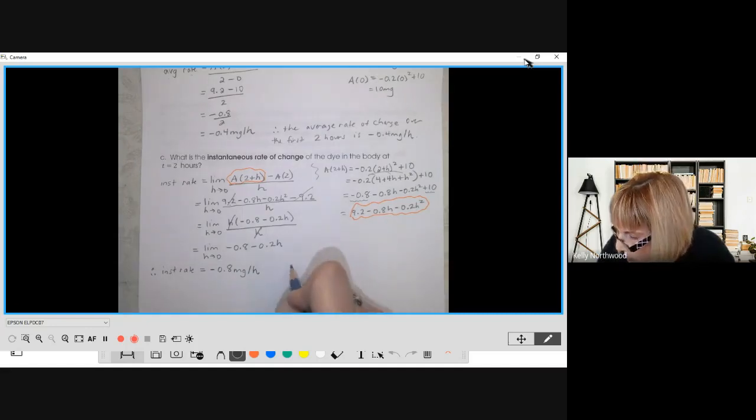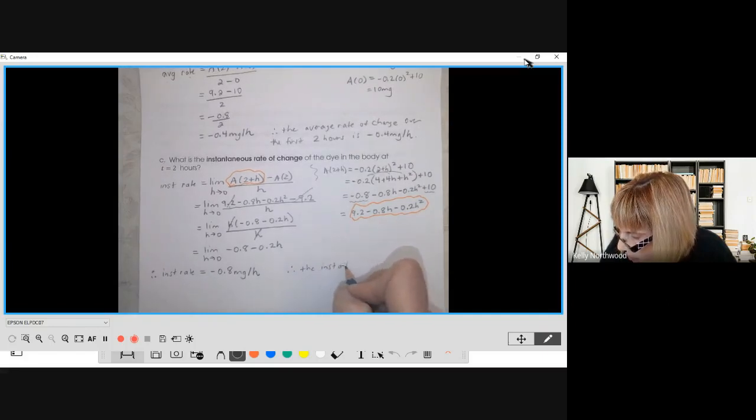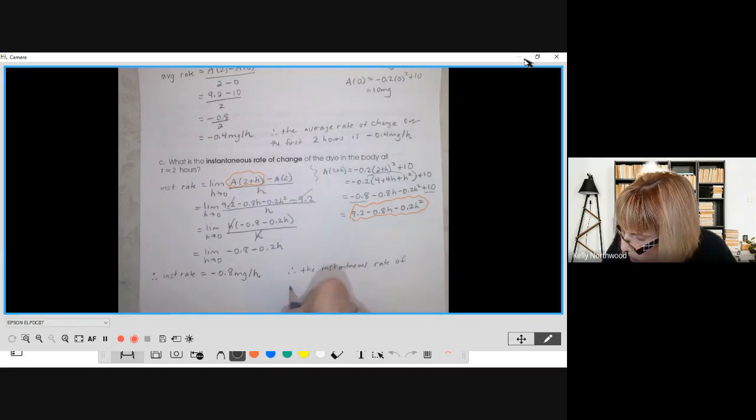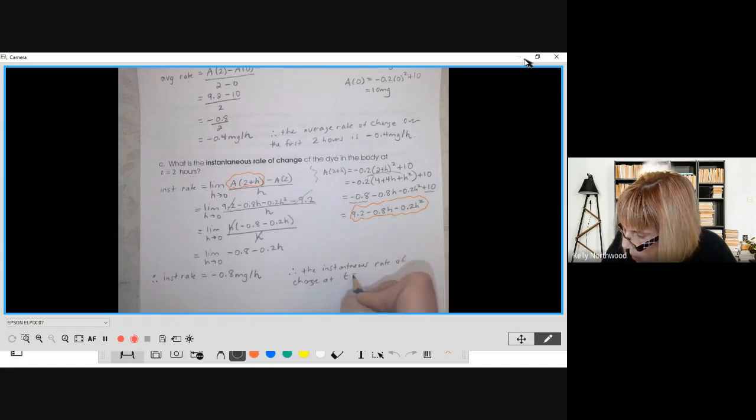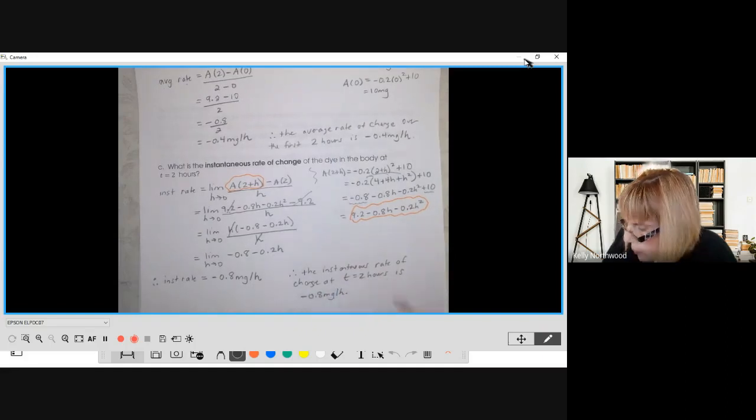And then we need a therefore statement because it's a word problem. So therefore, the instantaneous rate of change at t equals 2 hours is negative 0.8 milligrams per hour.